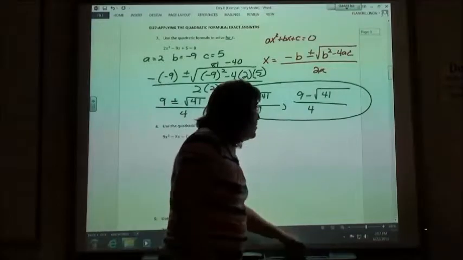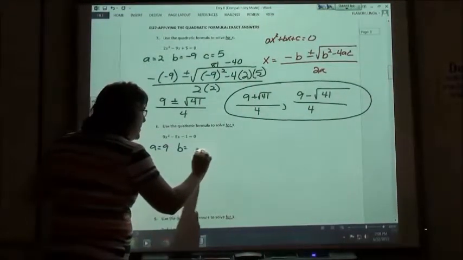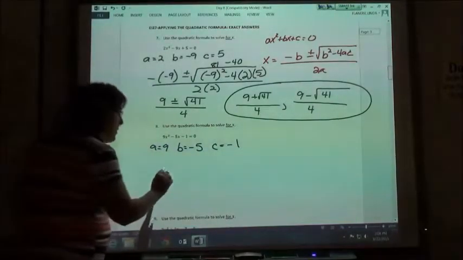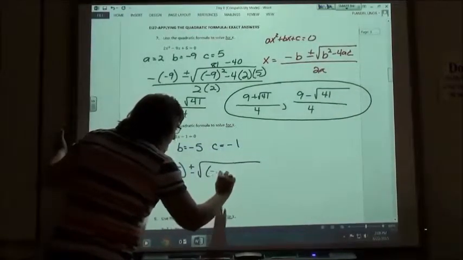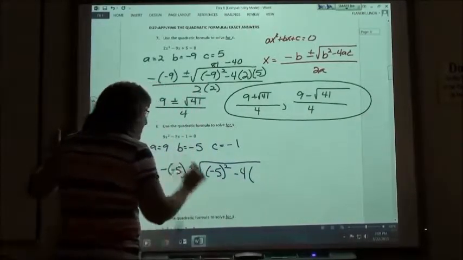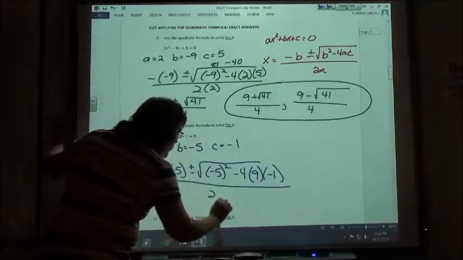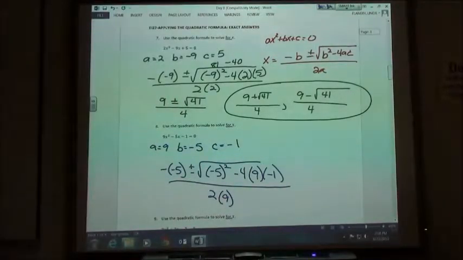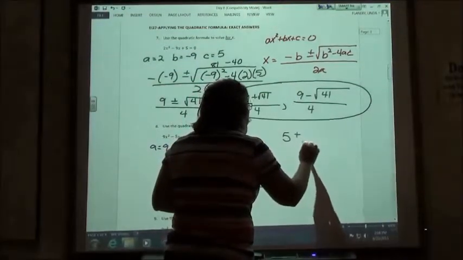So number 8, if I'm going to use my quadratic formula there, a is 9, b is negative 5, c is negative 1. So minus the b value plus or minus the square root of the b value squared minus 4 times the a value times the c value all over 2 times the a value, and then I'm going to simplify. So again, I have minus a negative 5, which is a positive 5.